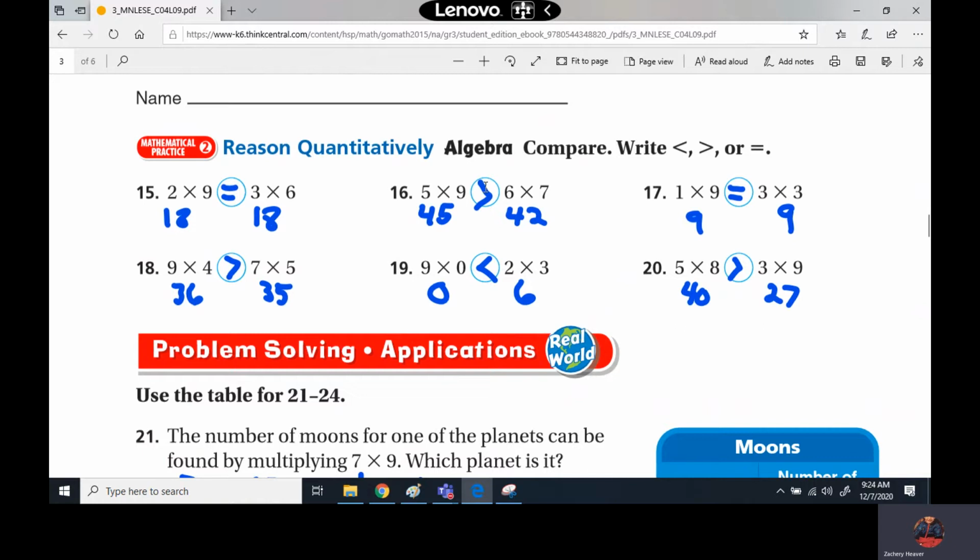Well, I used to learn it this way. I think that you learn a different way. But the alligator wants the bigger number. So he's going to eat the 45. So 45 is greater than 42.